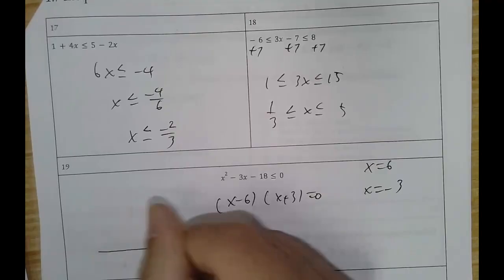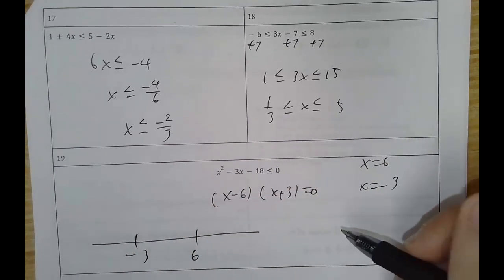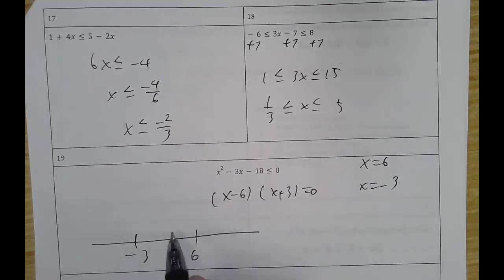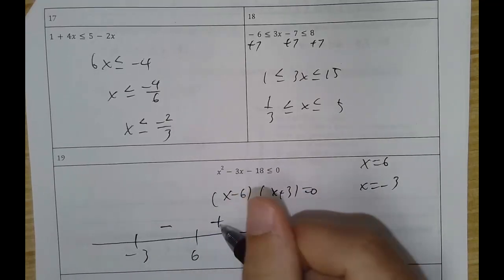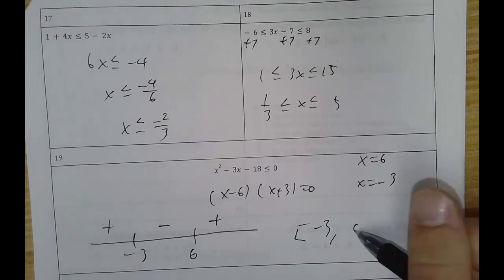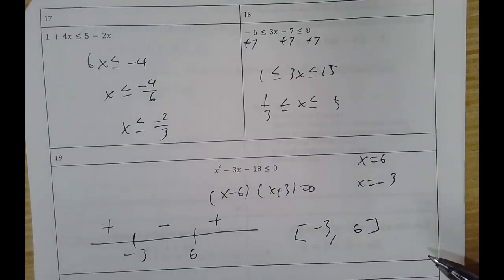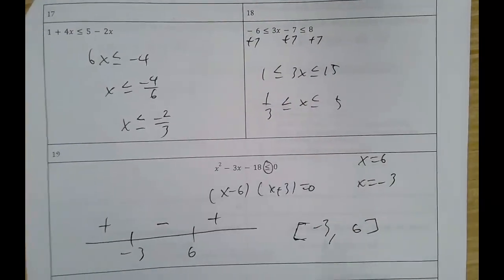We draw our number line, negative 3, 6, and then we test. You can test a number below, in the middle, and above, and see if it's greater than or less than 0. When you do that, you see that it's less than 0 here, greater than 0 here, greater than 0 here. So your solution is negative 3 to 6. And this bracket here is coming from this less than or equal to sign here.